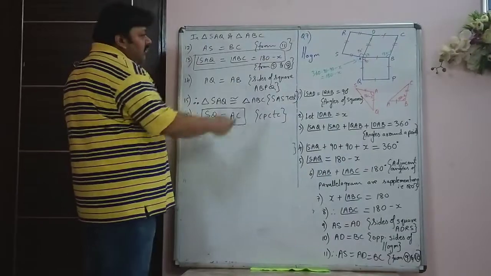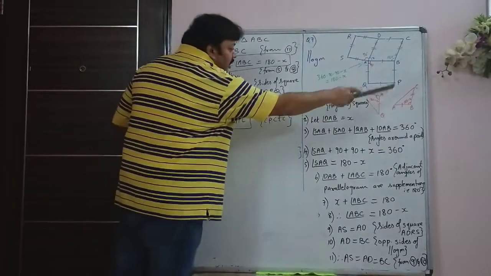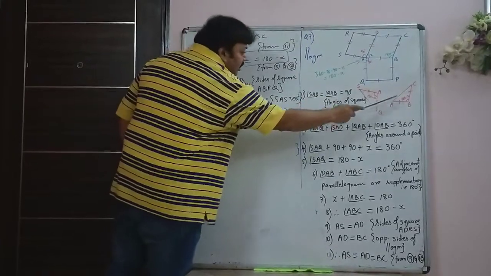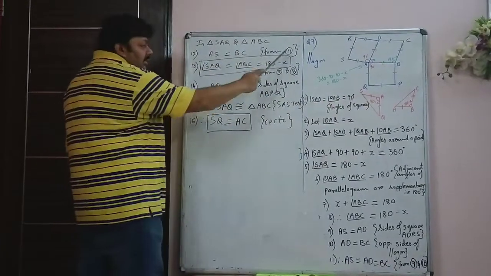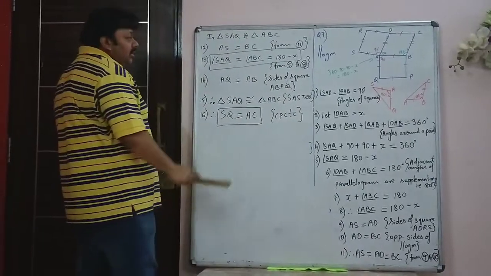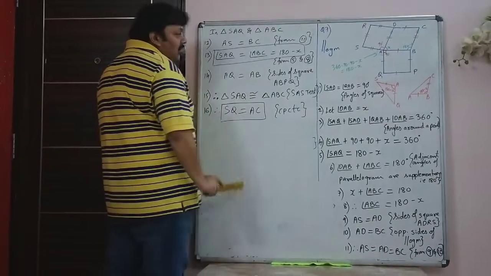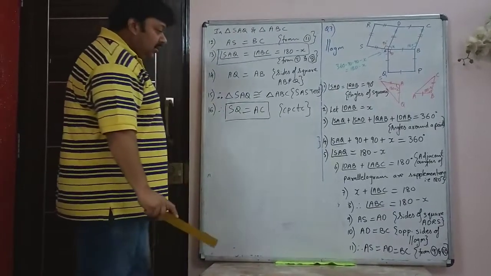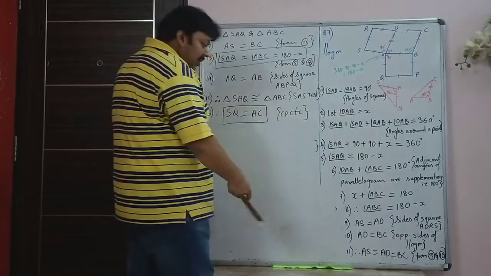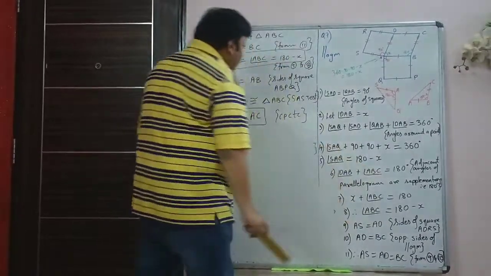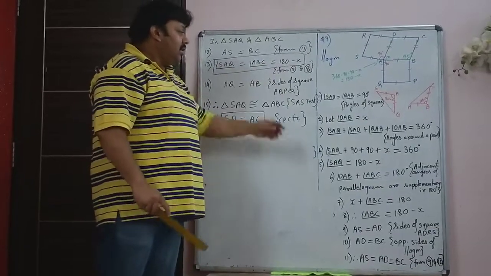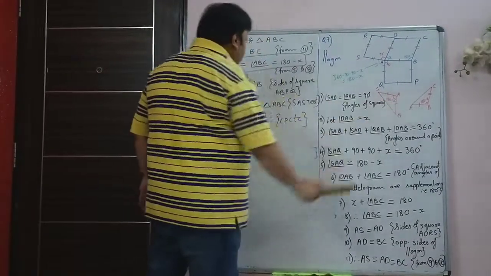So the continuation: we are taking these two triangles and writing the steps. AS is equal to BC, that we had proved in step number 11. Then angle SAQ is 180 minus x, and angle ABC is also 180 minus x. So those two angles are equal, which we have shown in this diagram.